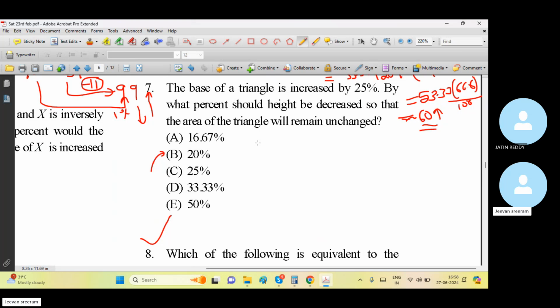Taking initial values, all the initial values can be taken 100 and then calculating as per the instructions of the question. The base of the triangle is increased by 25%. By what percent should the height be decreased so that the area of the triangle will remain unchanged? Okay, let's take the initial values like 100, base 100, h also 100. Can we get it? Let's try in this way. Area should be 100.